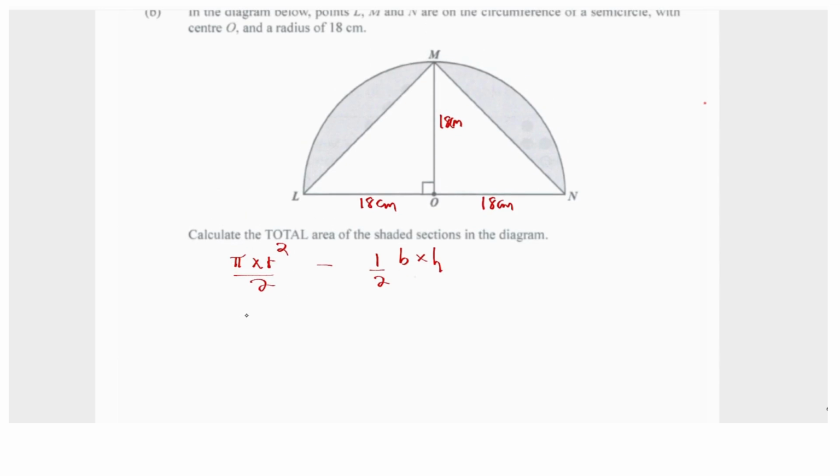So we're going to use pi as 22/7, so we have 22/7 times the radius squared, which is 18 squared, all of that over 2, minus the area of the triangle, which is a half the base. The base here is going to be 18 and 18 at 36. So half of 36 times the height, which is 18.